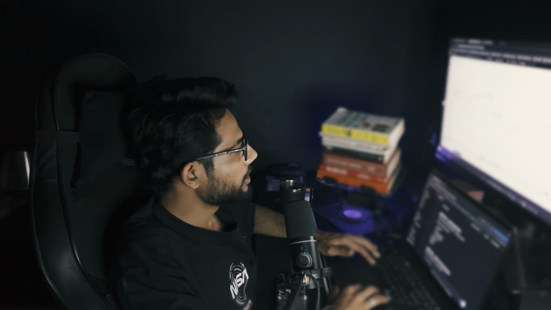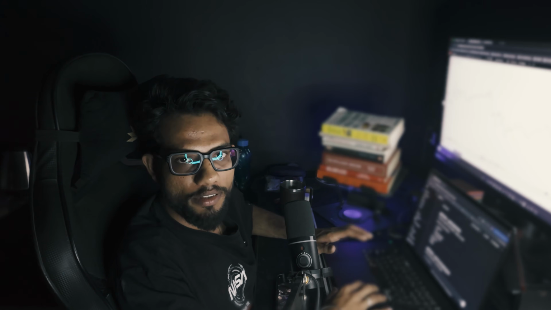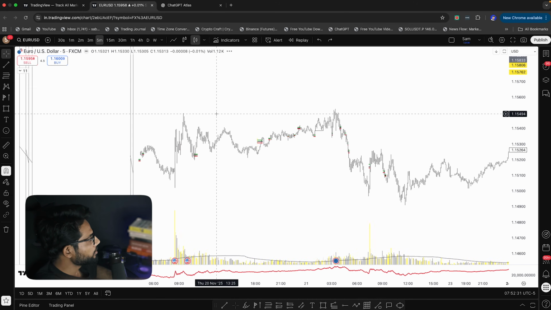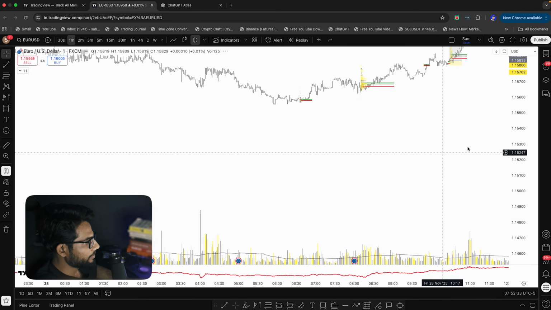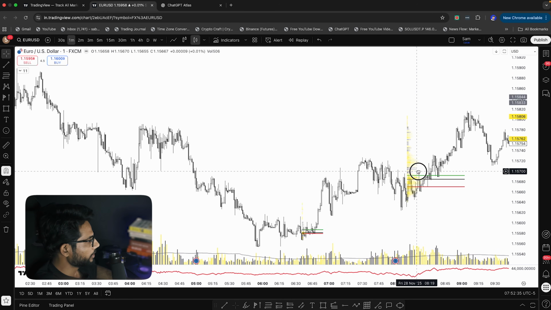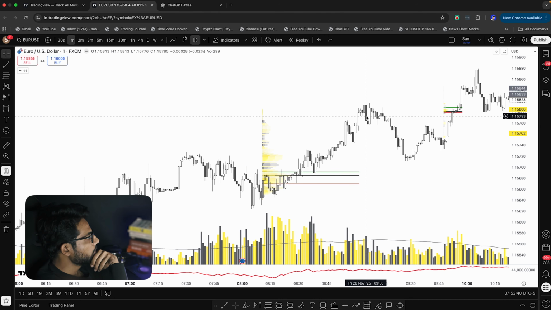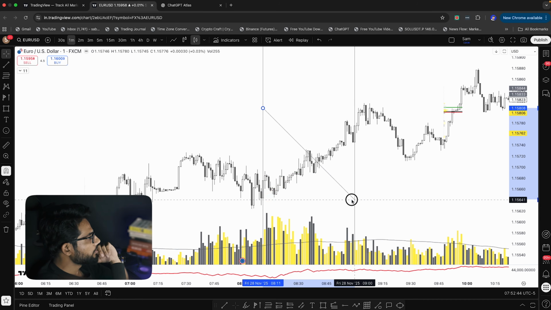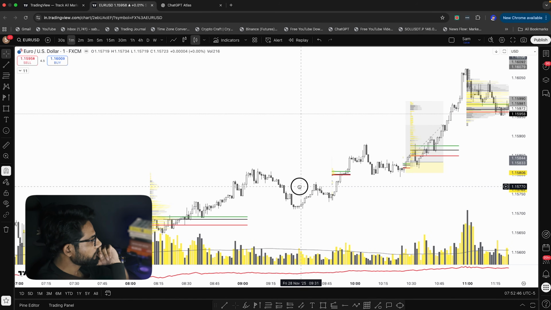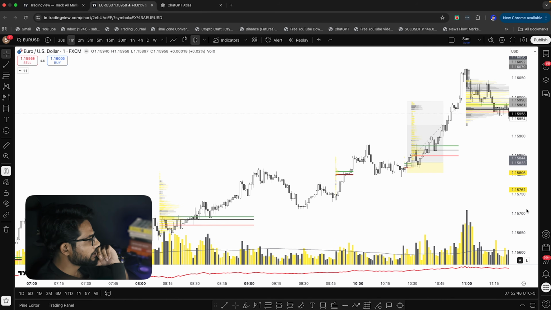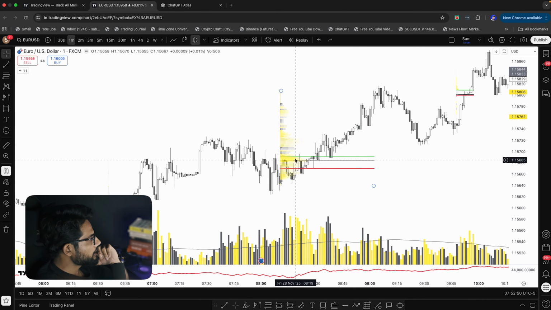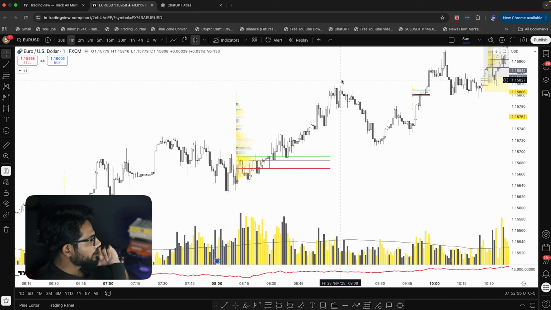Instead of 5 minutes, this can be used on any time frame, but what I like to use is the 1 minute time frame for my volume profile. For example, look at this low to high zone. You draw the volume profile over this zone. Now look at this cluster of volume. After price made a high, it came down to this volume.